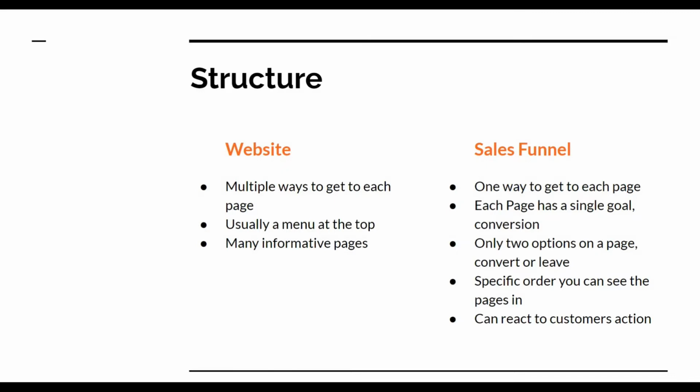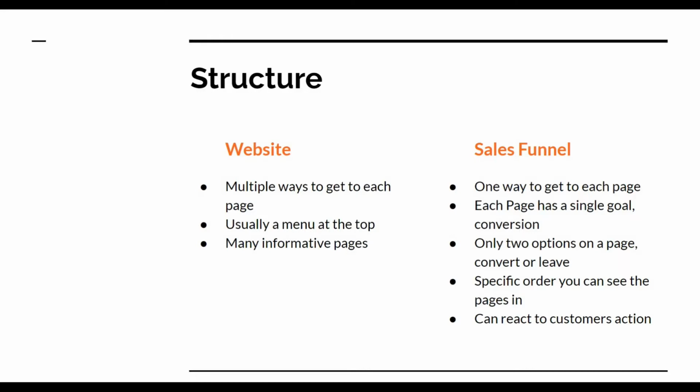First, let's look at the structure of both a website and a sales funnel. If you look at a website, most people are familiar with websites. There's multiple ways to get to every page in the website. Usually there's a menu at the top. It'll take you to different categories and different areas of the website. Maybe there's an About Us page. Also, websites tend to have a lot of information, whether that's information about the company or information about how they came up with their product, maybe what their product does. There's a lot of informative pages that don't necessarily sell anything, but give visitors a ton of information and value.